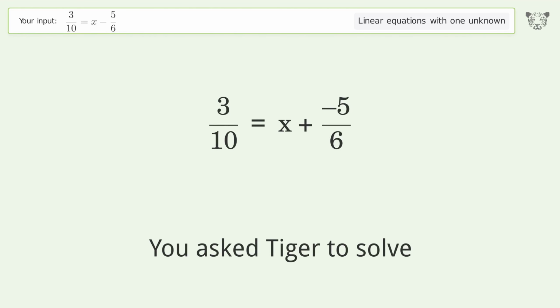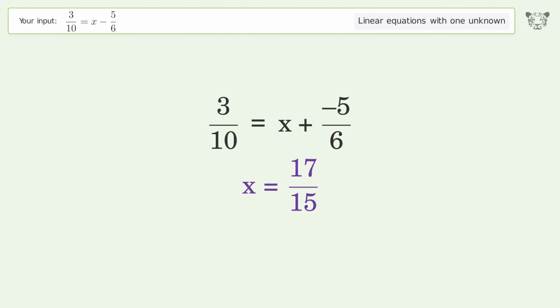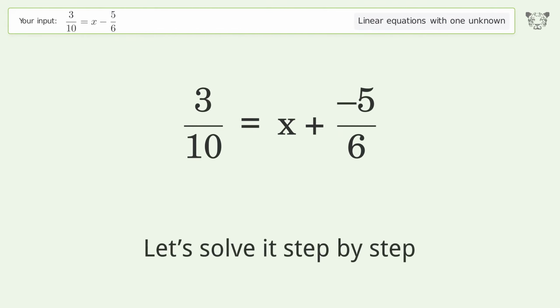You ask Tiger to solve. This deals with linear equations with one unknown. The final result is x equals 17/15. Let's solve it step by step.